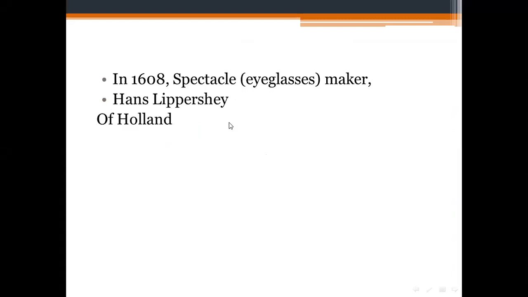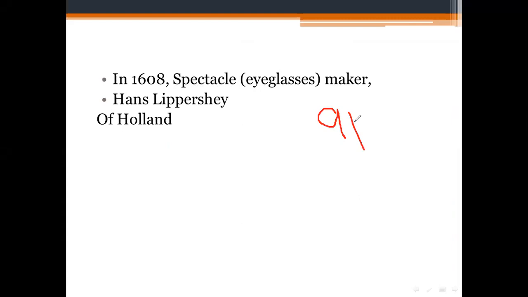So in 1608, a spectacles, eyeglasses maker, his name is Hans Lippershey. He invented something else. He invented now, after the telescope, they invented the spectacle. What is a spectacle? It's also a device, as you can see here in the other page, which is 91. There's another device, it's called a spectacle.